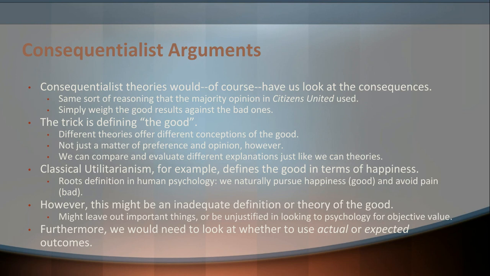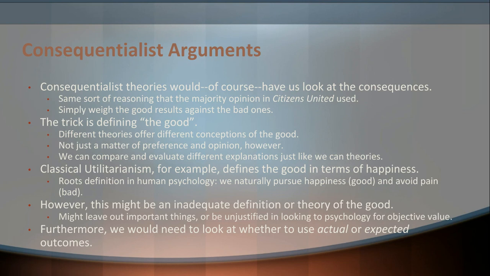And different theories have different conceptions of the good. For example, classical utilitarianism defines the good in terms of happiness, or more modern versions of utilitarianism define it in terms of well being. But classical utilitarianism, just giving the most straightforward sort of theory, defines the good in terms of human psychology. We naturally pursue things that make us happy, things that are pleasurable and enjoyable, and so on, and we naturally avoid pain and suffering. So it seems rather straightforward to define goodness and badness in terms of these things that we naturally pursue or naturally avoid.